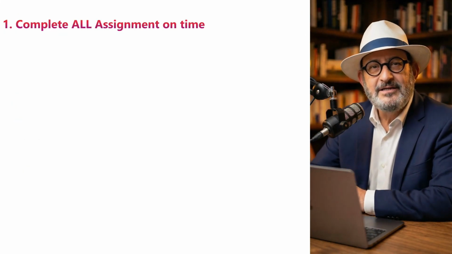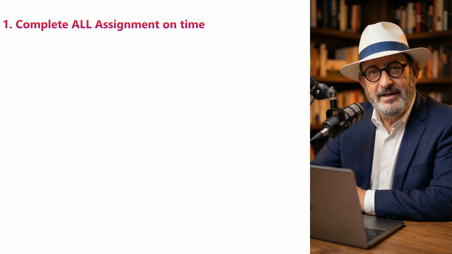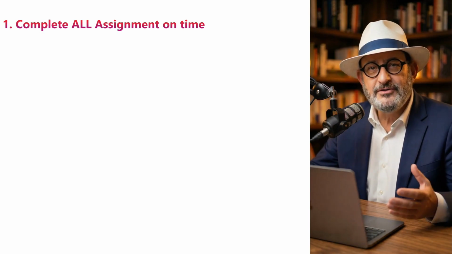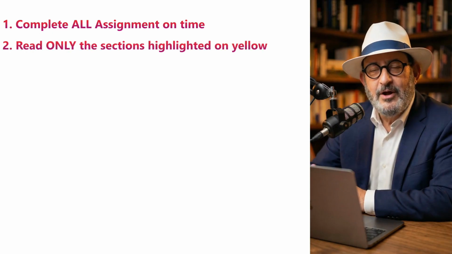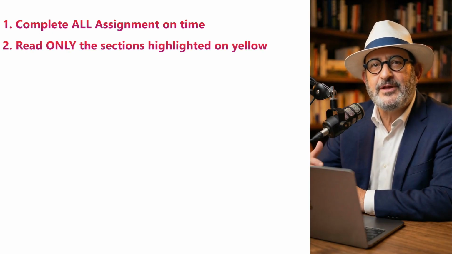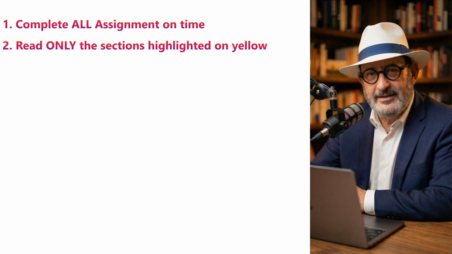So to summarize, here are some tips. 1. Make sure you complete all those Smartbook reading assignments on a timely basis. 2. Read only the sections in the chapter that are highlighted in yellow. You can skip parts that are not highlighted.